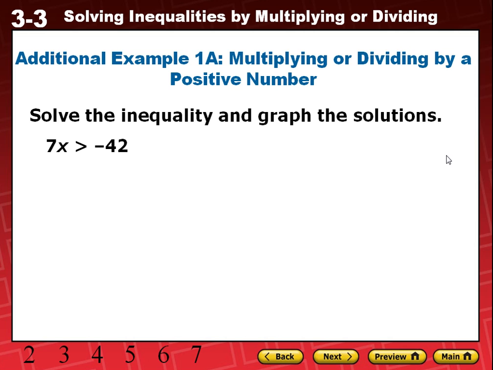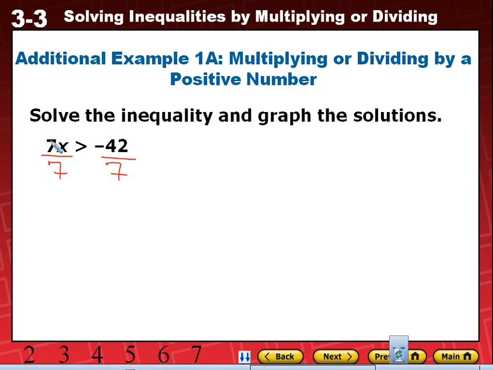So copy this example down, example 1. Solve the inequality and graph the solutions: 7x greater than negative 42. All right? So to start solving this, we know that the process is the same as equations. So here we go ahead and divide by 7. Since the 7 is multiplying the x, the inverse is to divide by 7.